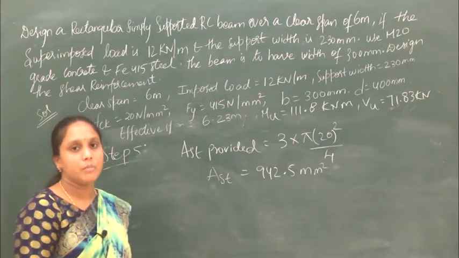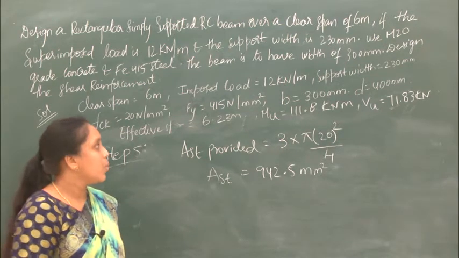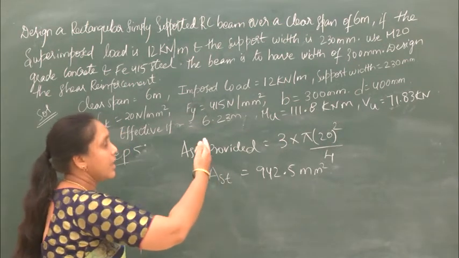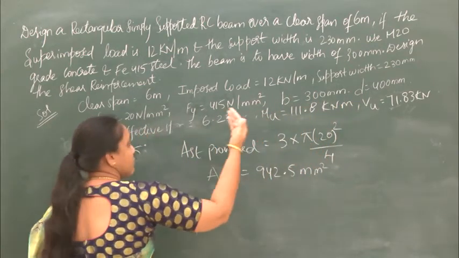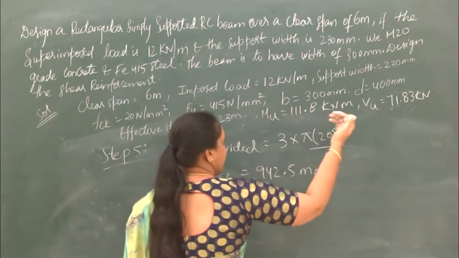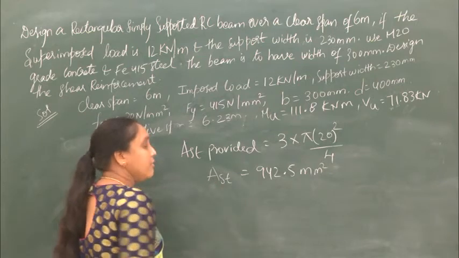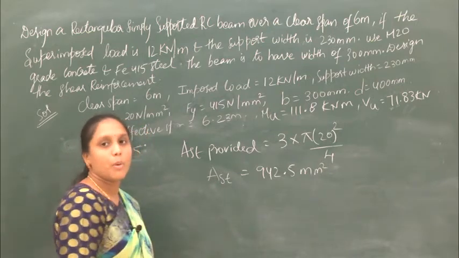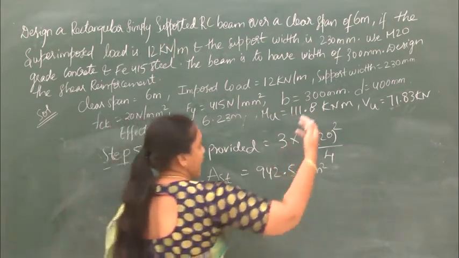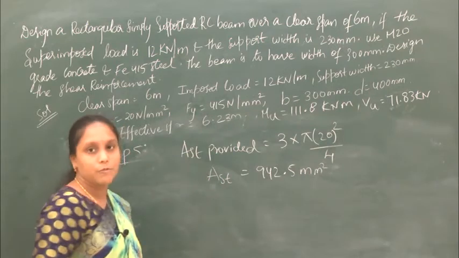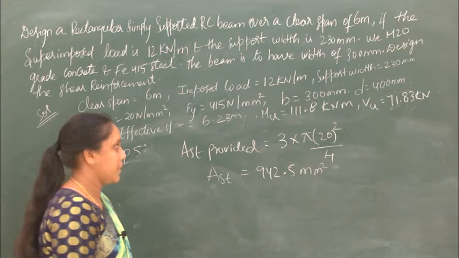After checking for the minimum and maximum tension reinforcement, what have we designed in the beam? We have found out the effective depth. We have calculated the effective span of the beam, the bending moment, and the shear force, and we have also calculated the area of steel, the number of bars to be provided, and the diameter of each bar. Now the question is asking to design for the shear reinforcement. So in the next step, let us design for the shear reinforcement.